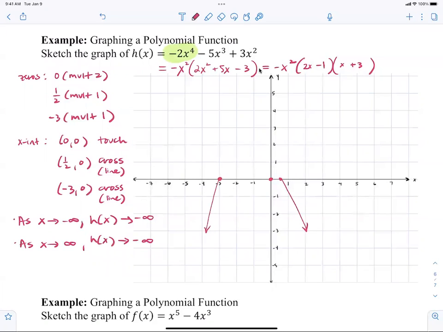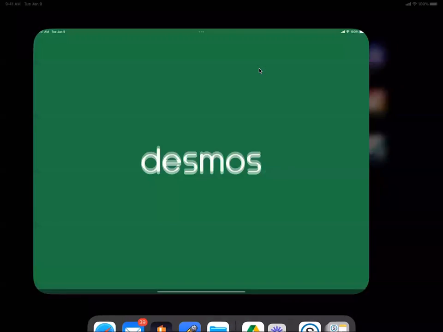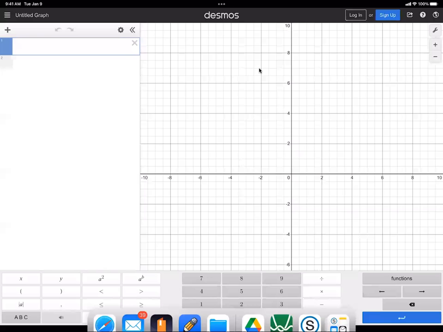Okay, so we cross like a line through -3, 0. Oops, why did it switch to eraser? We don't know how high. It'll touch at 0, 0, come up and then cross. So if we were to compare, where's my Desmos? Here's Desmos.